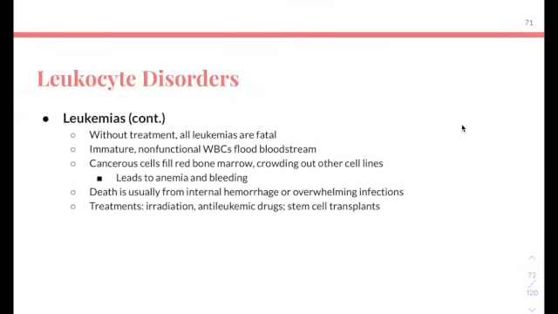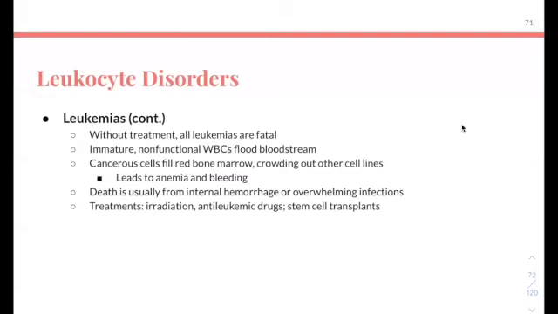All leukemias are fatal if they're not treated. So we end up with immature, non-functional white blood cells in the bloodstream. They can't perform the jobs they're created for because they're immature. Cancer cells end up filling the red bone marrow and crowding out other cell lines. So when you have leukemias, anemia is usually involved. Some forms of bleeding are involved.